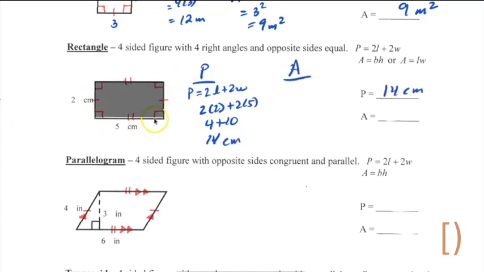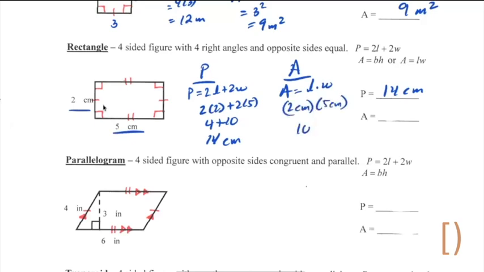Area of any parallelogram, it's base times height or length times width. We're going to do the same thing here. The area is just going to be, let's say, length times width. It doesn't matter which one's which, but we have 2 centimeters times 5 centimeters, which gets us 10 centimeters squared.